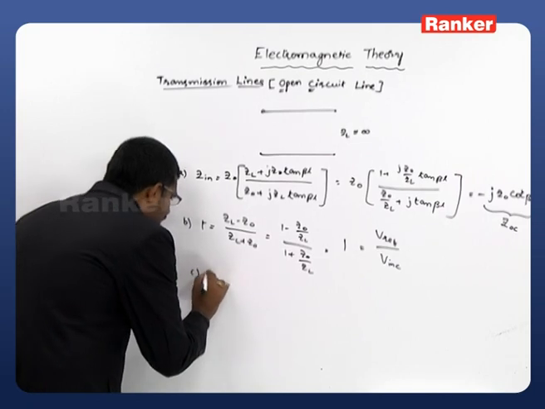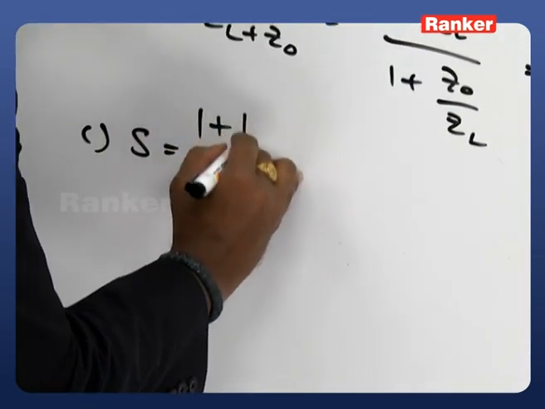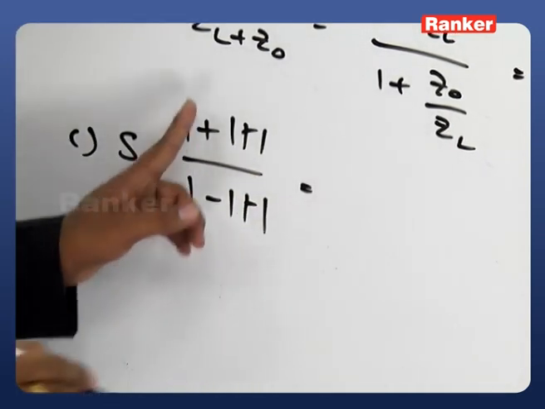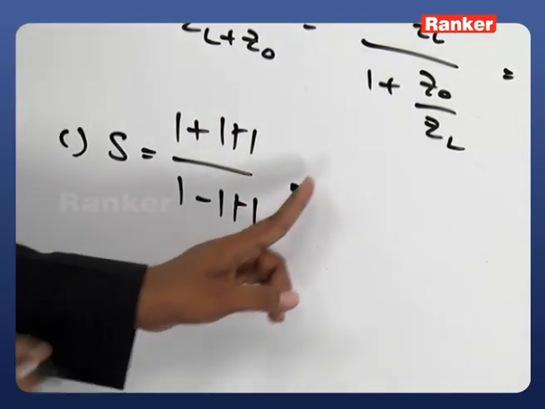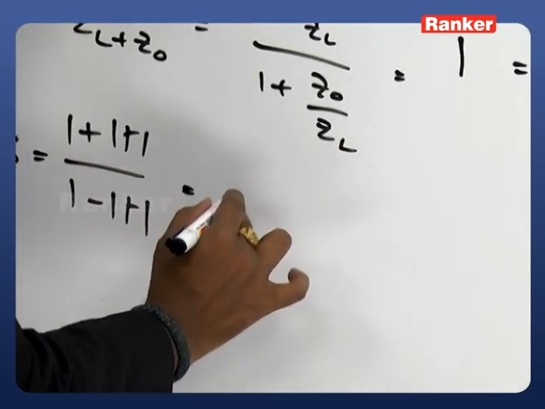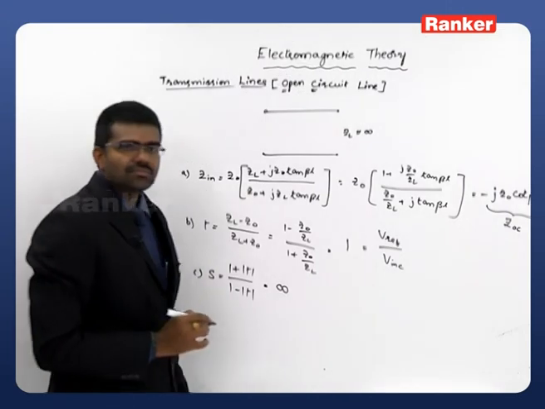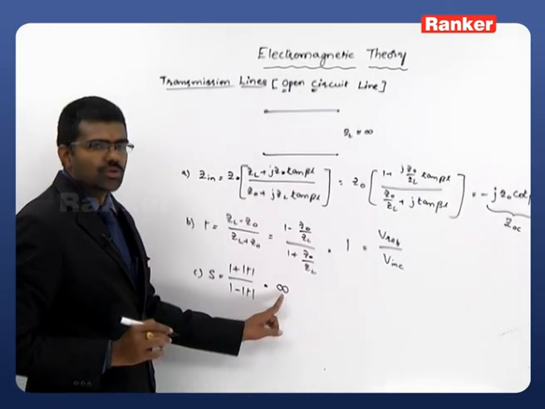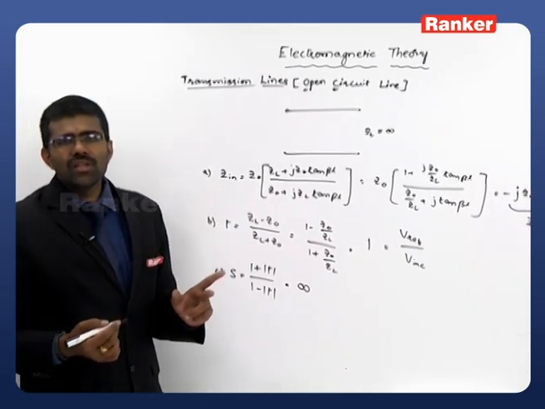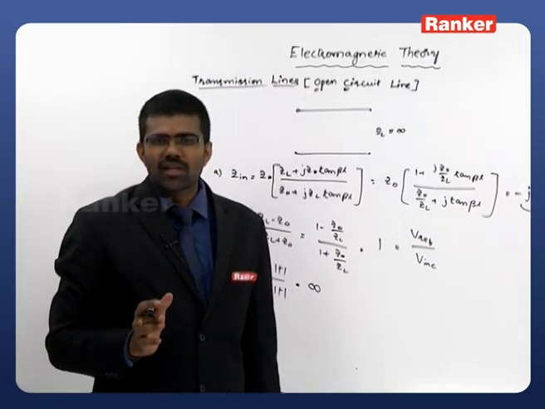For that, calculate S also. S is equal to 1 plus magnitude of gamma divided by 1 minus magnitude of gamma. As gamma is equal to 1, you can directly take this as 1 plus 1 divided by 1 minus 1, which gives you infinity. So the maximum voltage standing wave ratio you can observe for this case also. So these two cases give you zero propagation, that is what I can say.